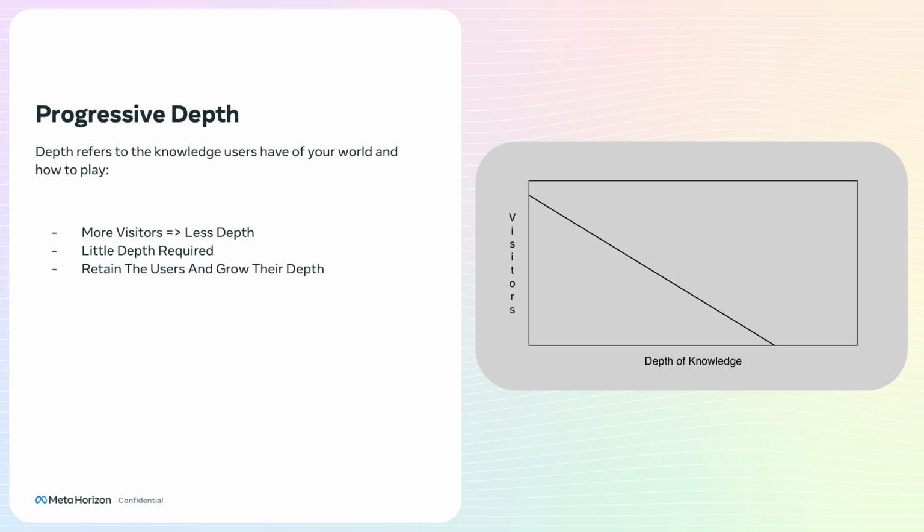Next up, progressive depth. We talked a lot about depth here and there, but let's really dive into it. So here's a graph, similar to the one we were presented at the summit, and you'll see that in one of those talks, like I mentioned. On the left is the number of visitors visiting your world, and this is how much knowledge they have. If you were the only visitor to your world and you're the creator, you have 100% depth of knowledge.